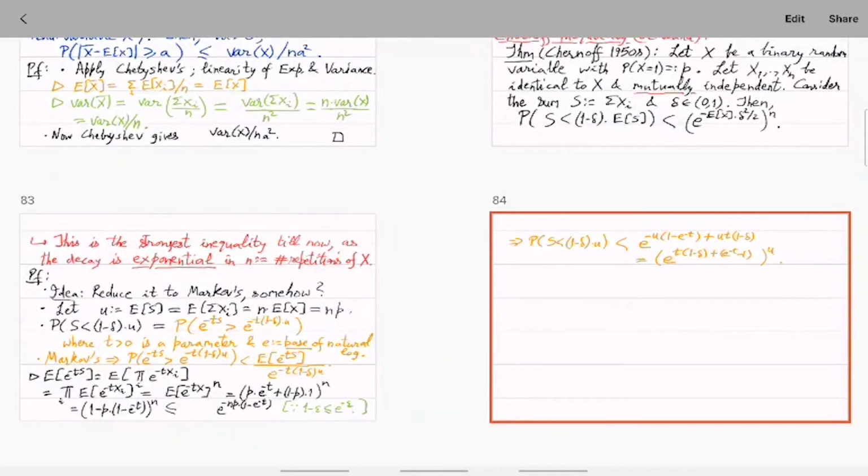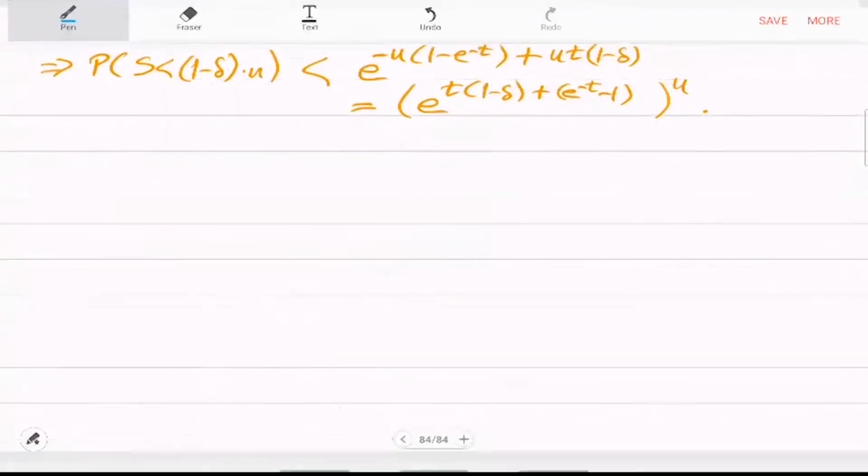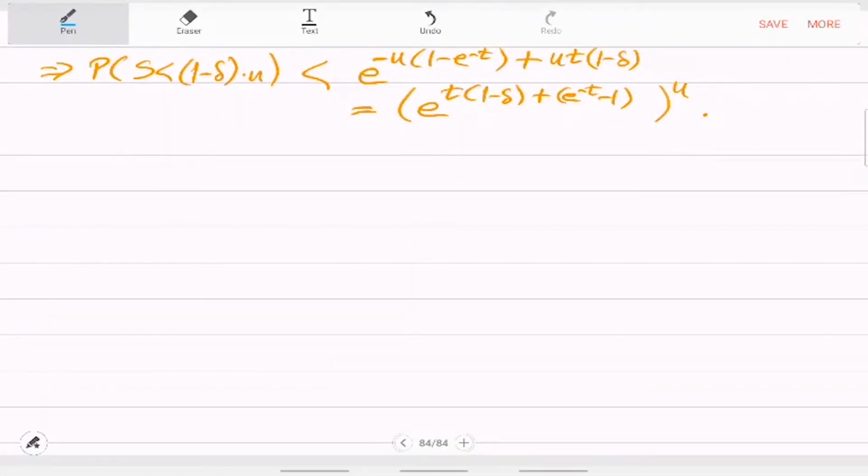Yeah, let us continue with this calculation. So we want to now fix t. t is a positive unknown parameter. How do you fix it? You fix it so that this right hand side, it's an upper bound, right? So you want to minimize it, which will tell you how small the probability is.